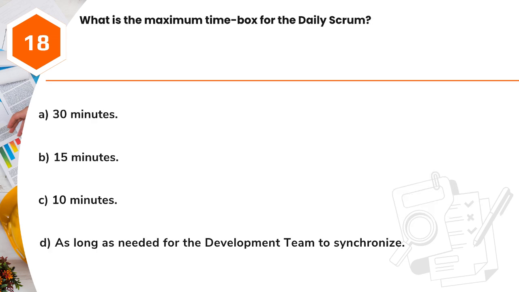Question 18. What is the maximum time box for the daily Scrum? A. 30 minutes. B. 15 minutes. C. 10 minutes. D. As long as needed for the development team to synchronize.